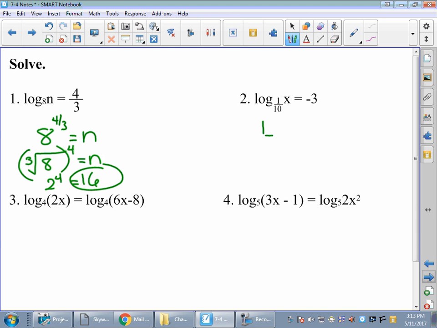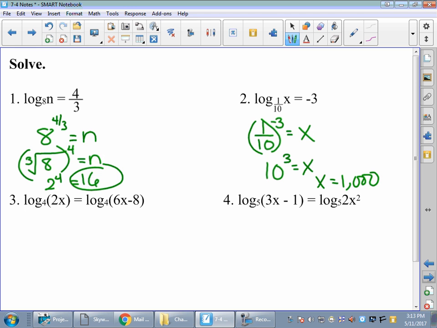I have the base b, 1/10, to the -3rd power is equal to my variable x. I need to simplify that. When I raise 1/10 to the -3rd power, it flips it to 10 and makes it a +3rd power. And so x then is equal to 1,000.